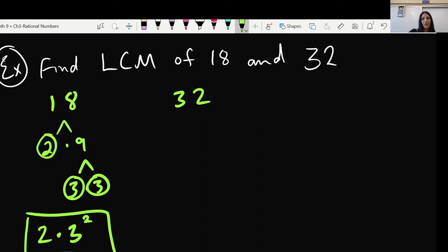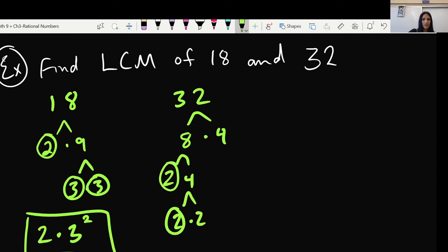I want to do the same thing with this. 32, there's different ways I could get to that, but the first thing that came to my mind is that this is 8 times 4. It's the first thing I thought of. Well, this is 2 times 4, and so now I have a prime number there, and this is 2 times 2, so I've got a bunch of prime numbers there. And this one's also 2 times 2, so I have my prime numbers there. So this is all just organizational stuff.